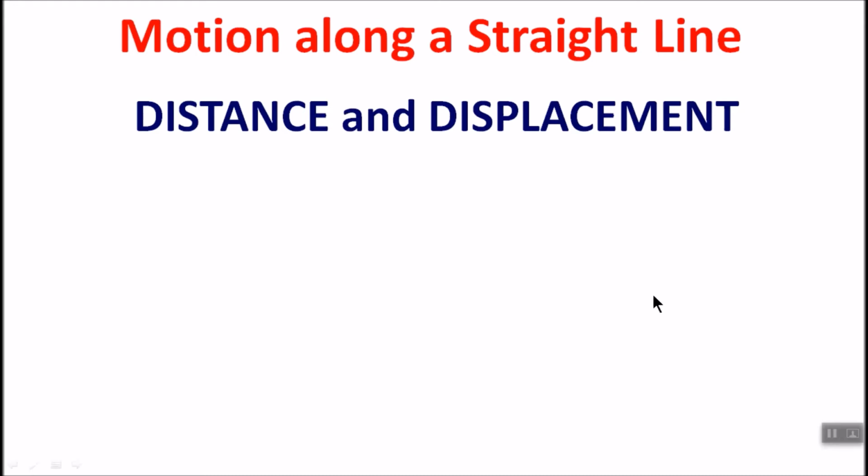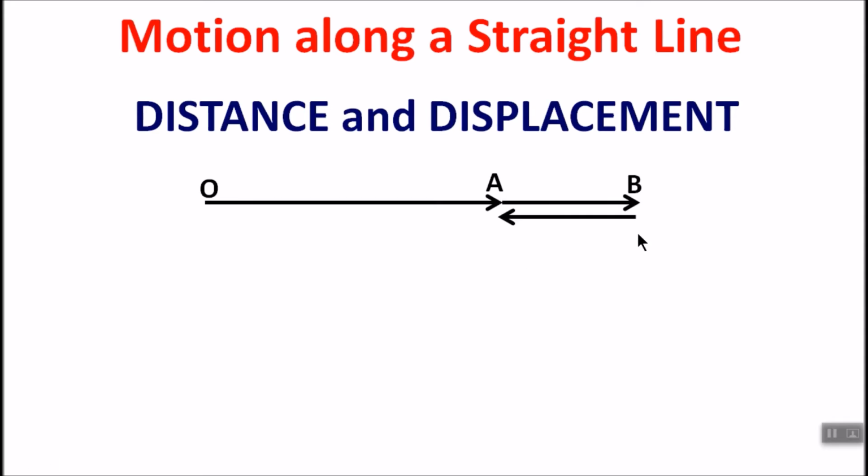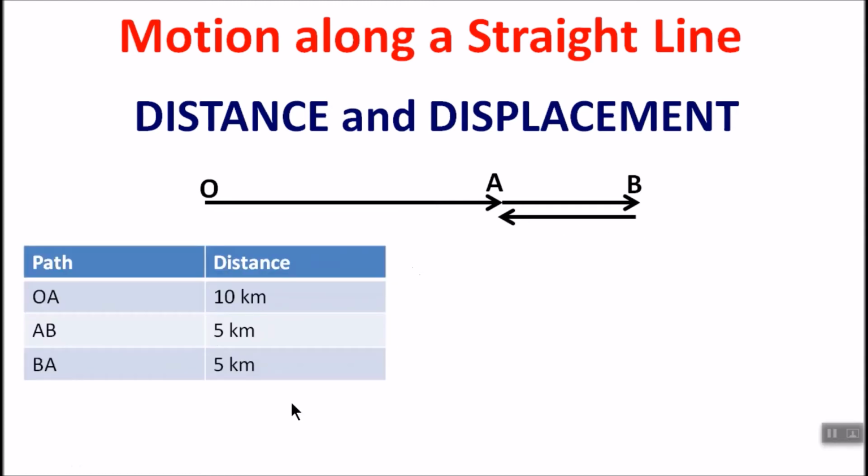Now we come to the concept of distance and displacement. Say an object is initially at a position O, it moves to a position A. Again from A, it moves to B, and from B, it comes back to A. Let's see, for different paths, what the distances are. Say OA is 10 kilometers, it moves in the forward direction. Again it moves 5 kilometers in the forward direction, and comes back 5 kilometers in the backward direction. So what would be the total distance covered by this object? This will be OA plus AB plus BA, which is equal to around 20 kilometers. That's the total distance traveled by the object.